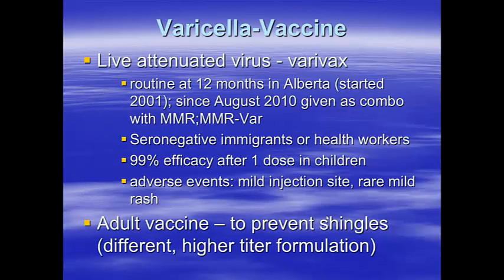The vaccine itself is a live attenuated virus, just like the measles, mumps, rubella. It's called Varivax. It's given in Alberta at 12 months of age. That started in 2001. Just to clarify, varicella was given separately at 12 months of age in 2001, and since August 2010, they're giving it in combination with MMR with this product, MMRV.